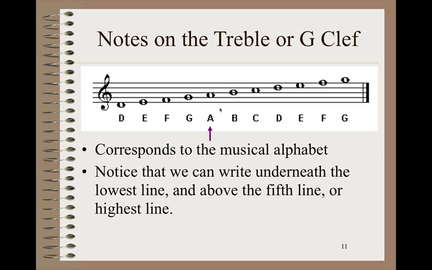And then notice how it also goes in the opposite direction. So we have A, then G is a line, F is a space, E is a line, D is a space. And notice how it's even below the last line, the D, and the high G here is above the last line. So it does go beyond the regular lines of the staff.